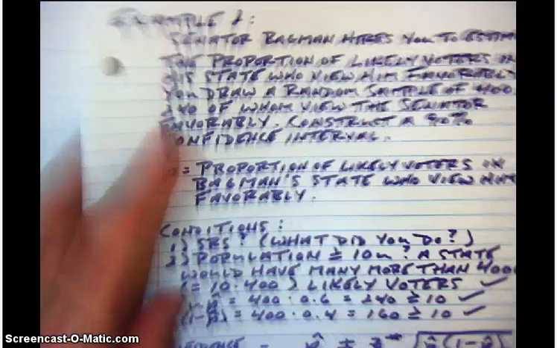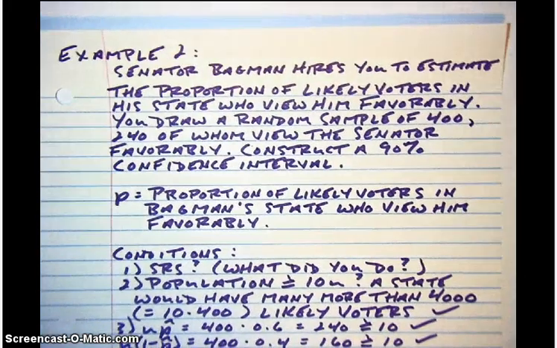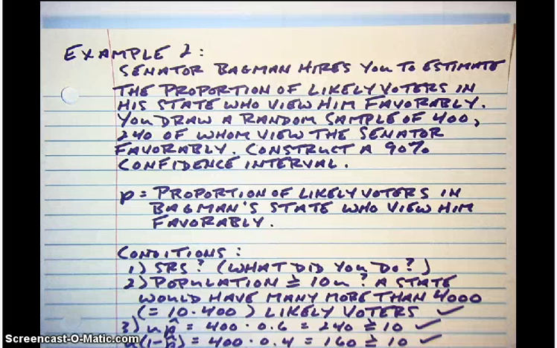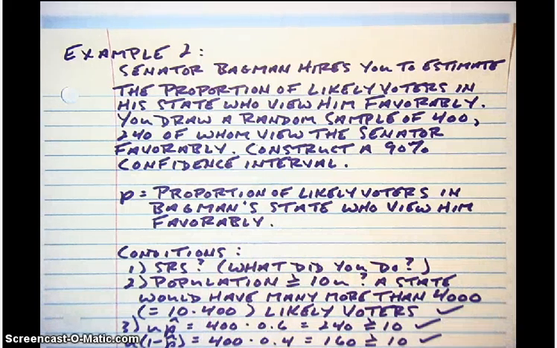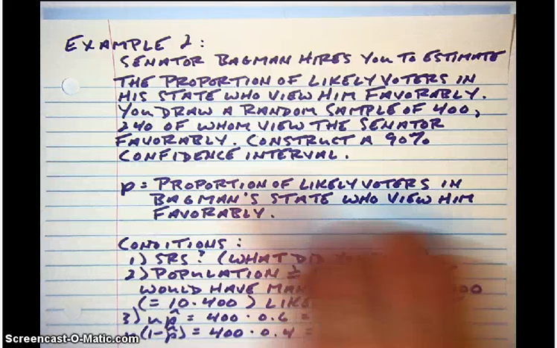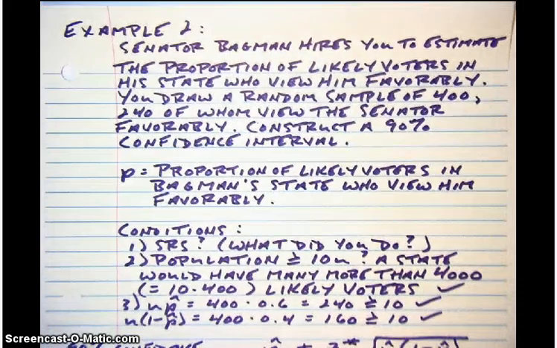Here's another example. This is Senator Bagman again. You've heard of him. He hires you to estimate the proportion of likely voters in the state who view him favorably. You draw a random sample of 400, 240 of whom view the senator favorably. We want to construct a 90% confidence interval. Well, define your parameter and population of interest. P is the proportion of likely voters in Bagman's state who view him favorably. The population is the likely voters in Bagman's state, and they were interested in the proportion of them who view him favorably. So that's the parameter and the population all defined in one brief statement.